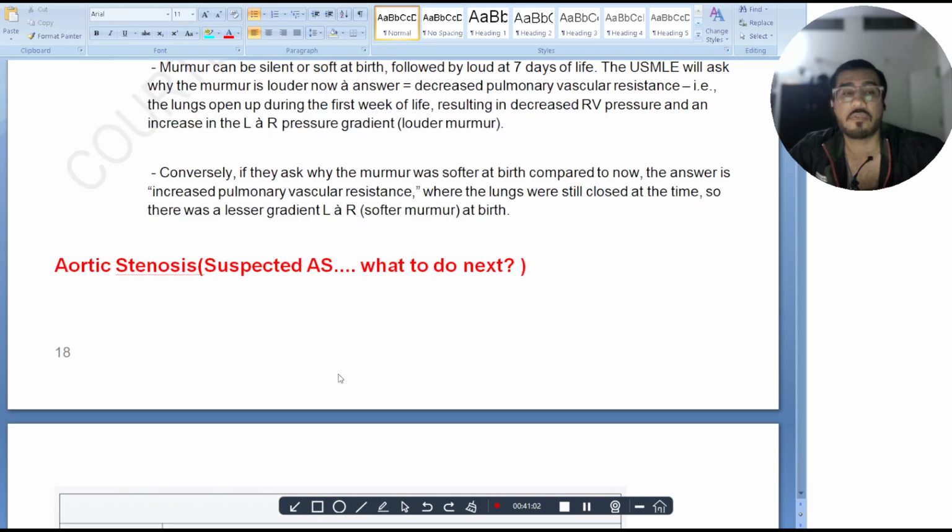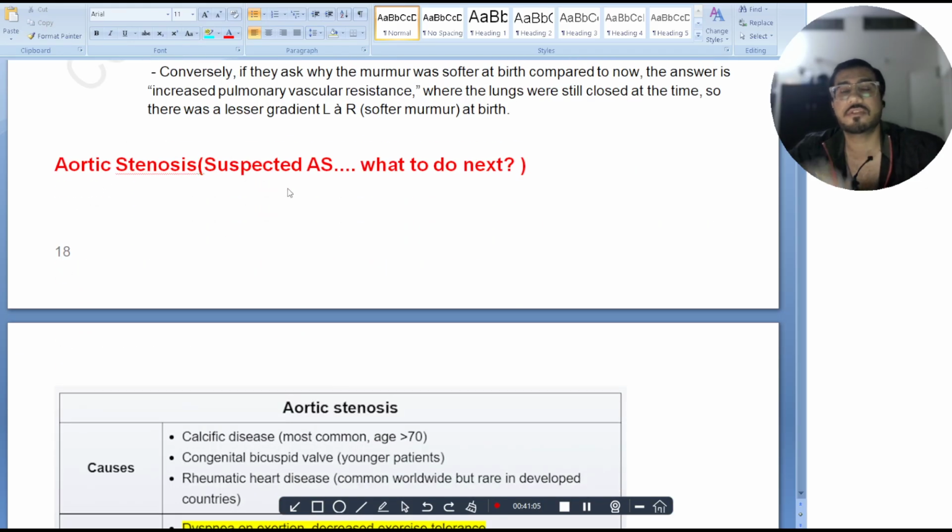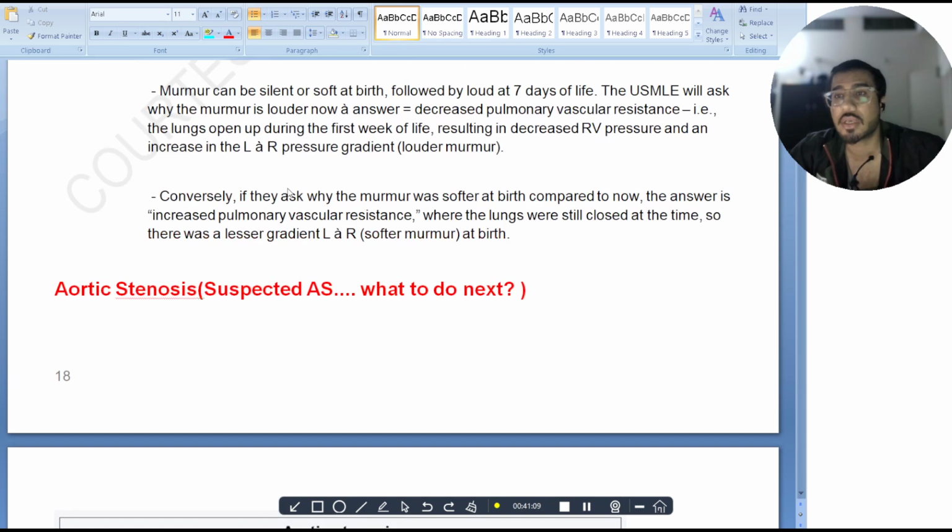Aortic stenosis, suspected aortic stenosis. What are you going to do next? I told you about the imaging study that is also really high yield when it comes to the heart. You're going to do an echo, because that is going to confirm the stenosis, and it's going to visualize the stenosed aortic valve. Aortic stenosis can really lead to morbidity and mortality, and it's a really serious valvular condition. So it's taken really seriously.